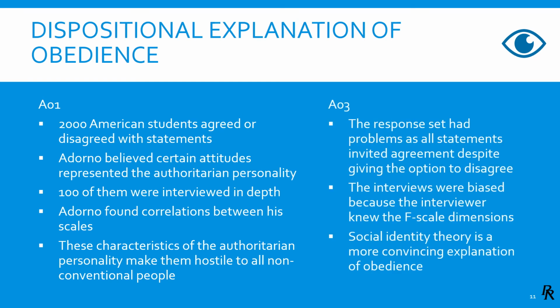Moving on to AO3. The response set had problems as all the statements invited agreement despite giving the option to disagree. The interviewers were also biased because the interviewer knew the F-scale dimensions. Social identity theory is more of a convincing explanation of obedience.